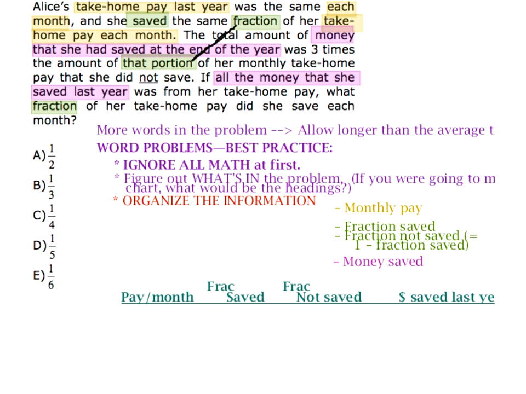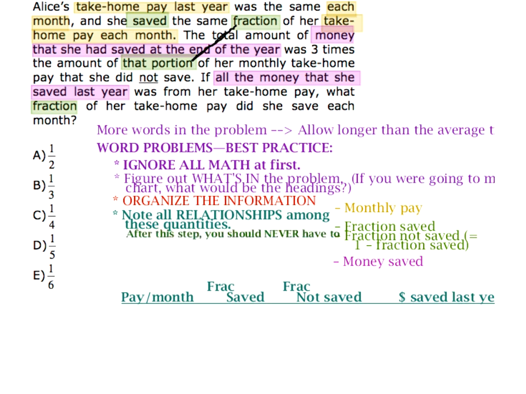Okay. Then, after you've organized the information, you should note all relationships between or among these quantities. And then here's a good test of whether you've done this well or not. After this step, you should never, ever, ever have to look back up at the paragraph. Ever again. If you have to look back up at the paragraph, that's a failure of organization.